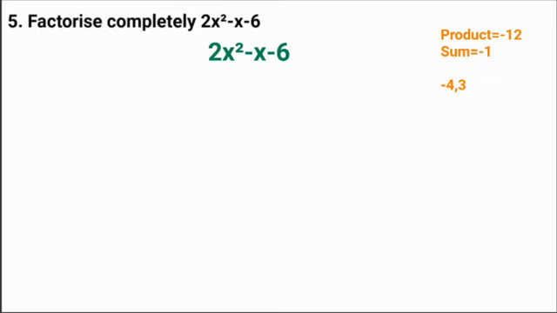Okay, so that's what we're going to expand negative x to be. We're going to expand it to be negative 4x plus 3x. So we're going to write 2x, then we expand negative x, which is going to be negative 4x plus 3x.